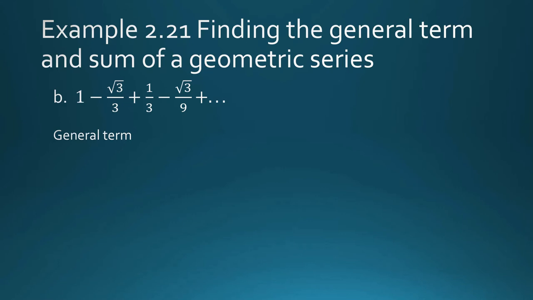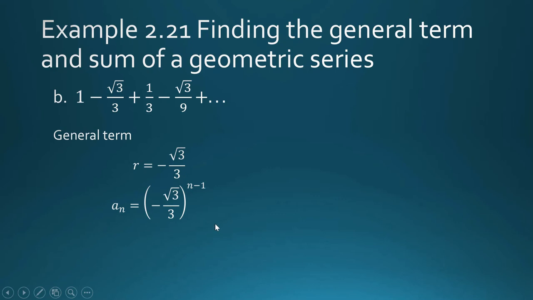Every pair of consecutive terms of your sequence has a common ratio. And so, to get that common ratio, we just pick any pair of consecutive terms and get the ratio of the later term to the earlier term. So let us pick the first two terms. Negative square root of 3 over 3 over 1 is this. This is our common ratio. We now go to the part on writing the general term.